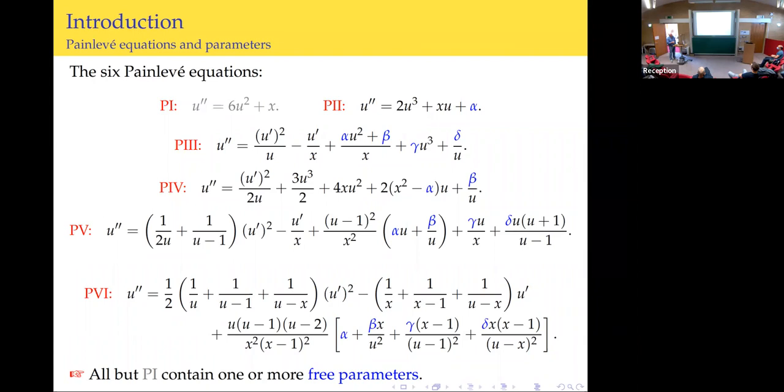And so all of them, except for this Painlevé 1 equation that's done in gray here, they've all got one or more constant parameters in the equation. So like an alpha in Painlevé 2, for instance. And that's really important for having a wider variety of solutions, because you can vary the parameter as well as the initial conditions for the equation.